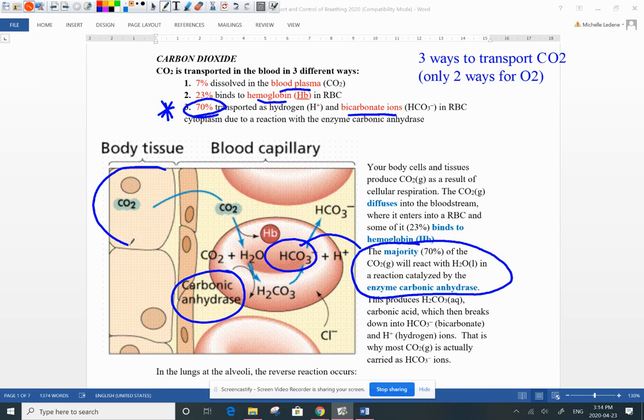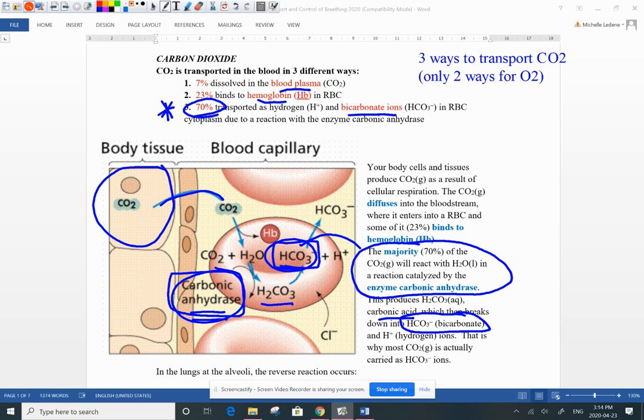When CO2 comes out of a body cell or tissue, it goes into the bloodstream. Then there's an enzyme in your red blood cells called carbonic anhydrase. Its job is to take the CO2 and join it with a water molecule to form H2CO3, which we call carbonic acid. Being an acid, it breaks apart very easily. It ionizes and forms the bicarbonate ion. This bicarbonate ion is important because that is how the majority of your CO2 is transported.